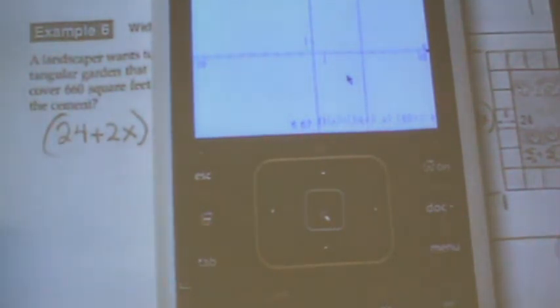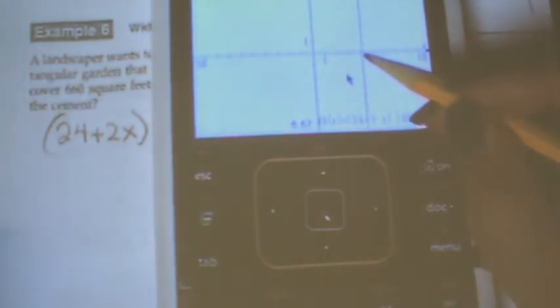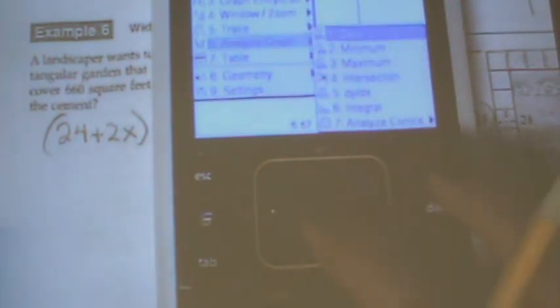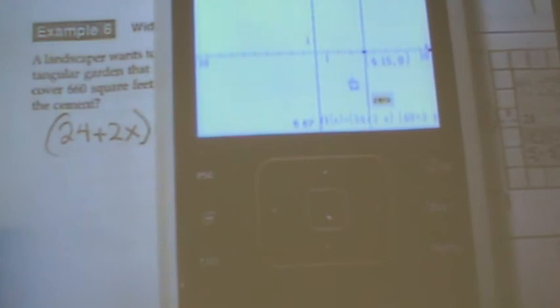How do we find that? Menu, analyze graph, 0. And it is, lower bound, I'm gonna do 3, enter, 5, enter, and there it is. 4 point what? 4.15? Is that what you guys got?